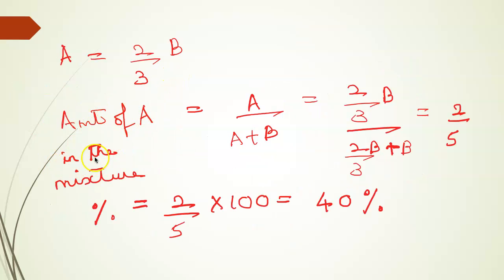So the amount of A in the mixture will be A by A plus B. That is 2 by 3B by 2 by 3B plus B. What do we do here? Substitute A as 2 by 3. So the amount of A in the mixture is 2 by 5. So the percentage of A will be 2 by 5 into 100, which is 40%.